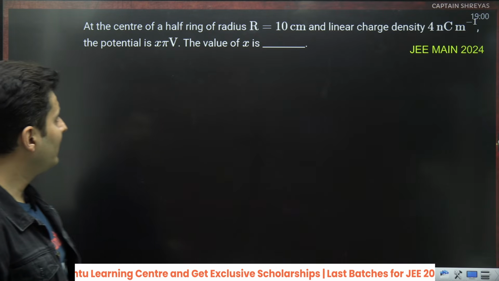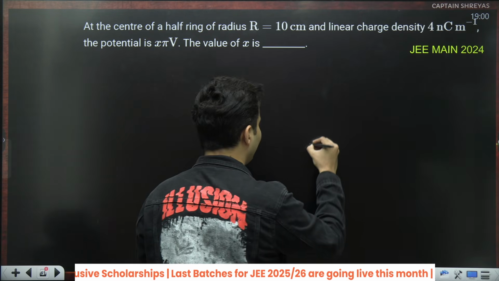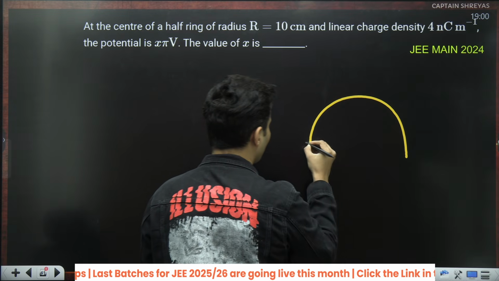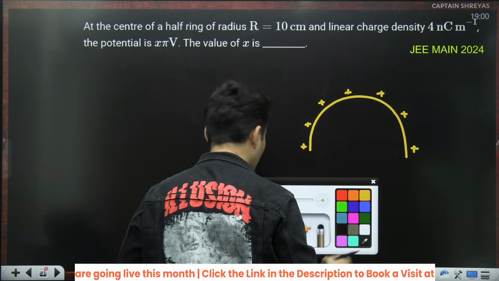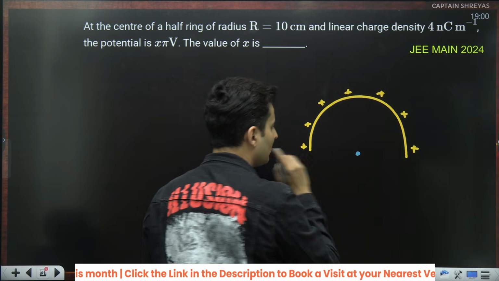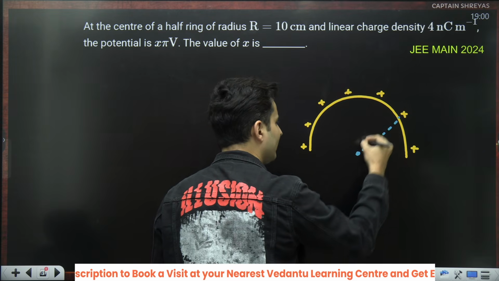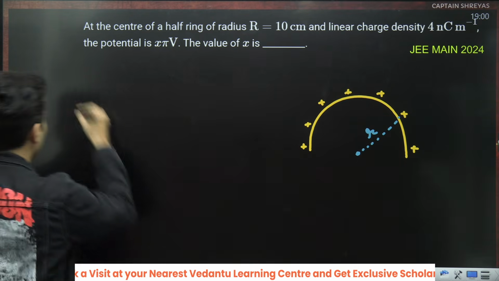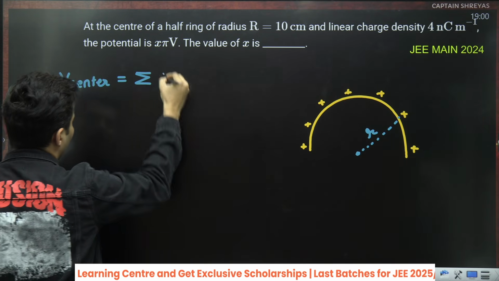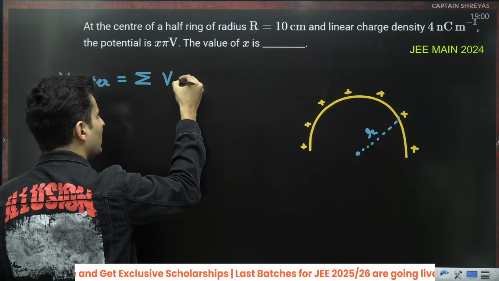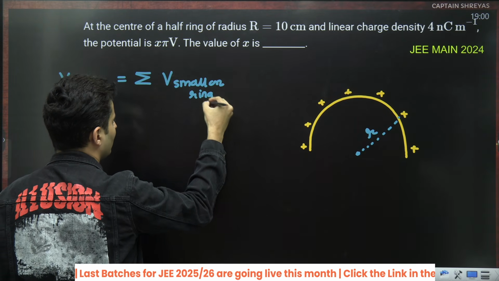At the center of a half ring of radius r, the linear charge density is this much. The potential is how much? So half ring, that means I will show half of the ring. This has some linear charge over here. What is the potential at the center? You take any charge on the ring, it is at the same distance r. So the potential at the center is the sum of the potentials due to all the small charges on the ring.